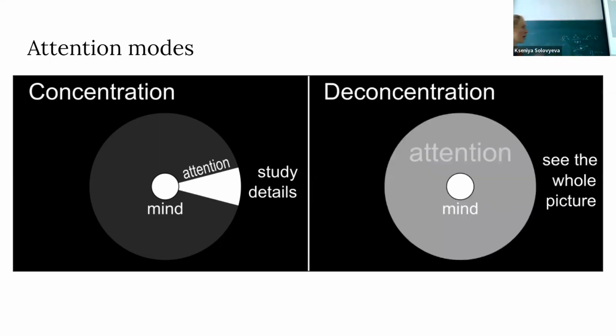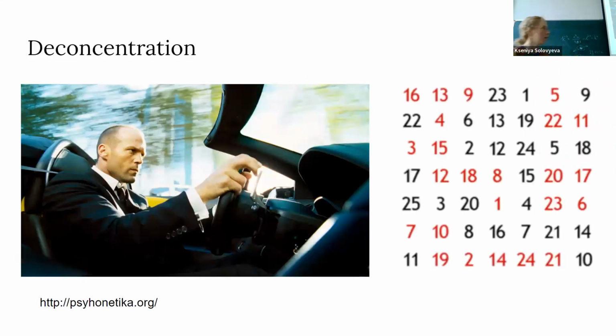And the other mode is deconcentration. Deconcentration means that we have all the things in our attention. People use it, for example, for driving. So when you drive a car, you have to see at the moment all the cars on the left, on the right, and everywhere, and all the stuff in your car.